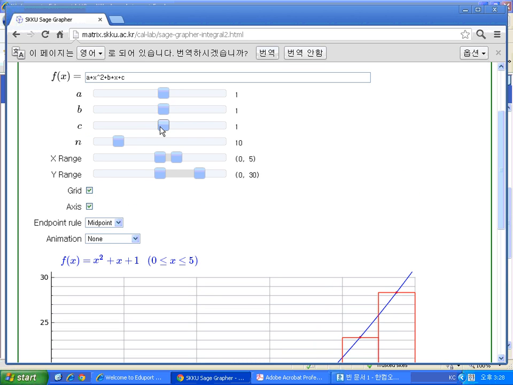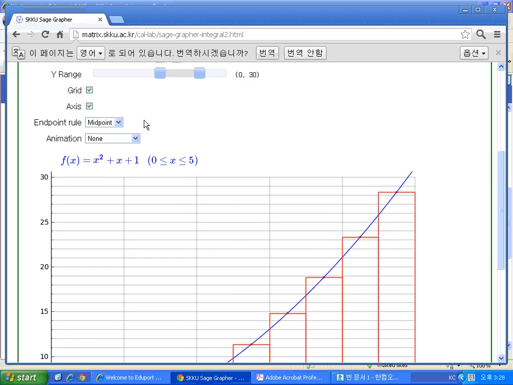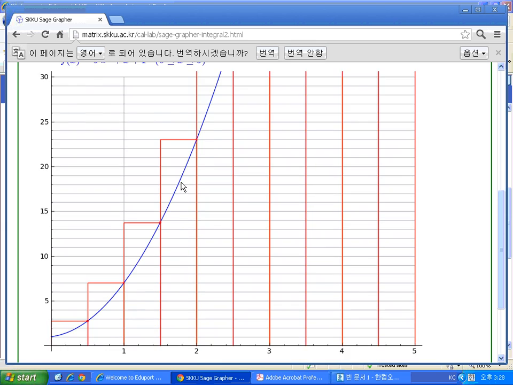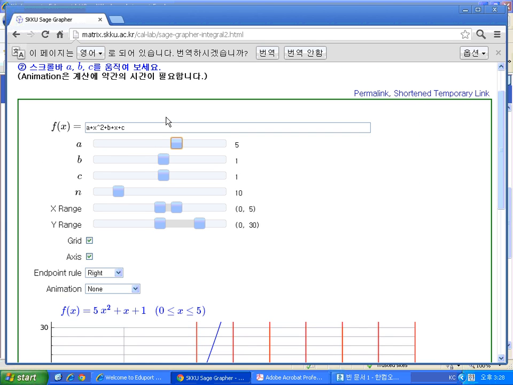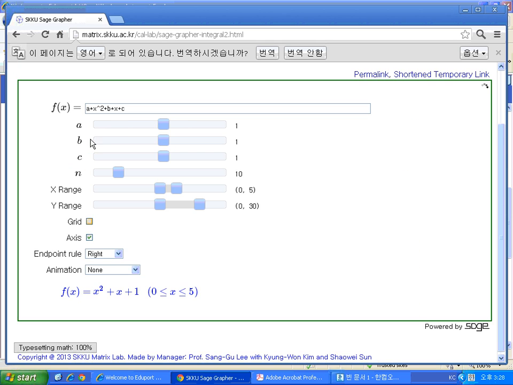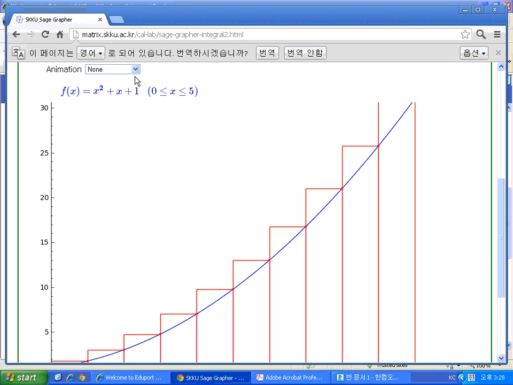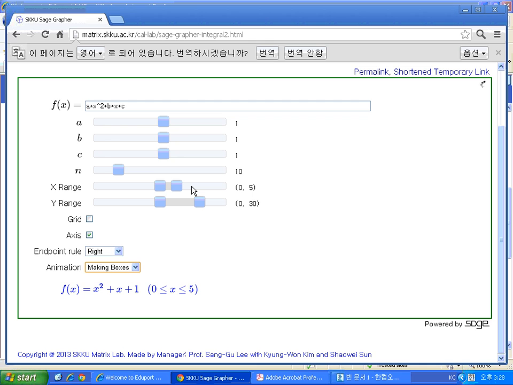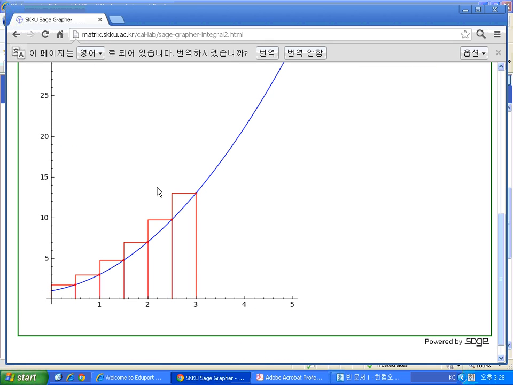Here, this shows the Riemann sum. And this is a new applet with right rules. If you change it, then the graph should change. This shows the graph.